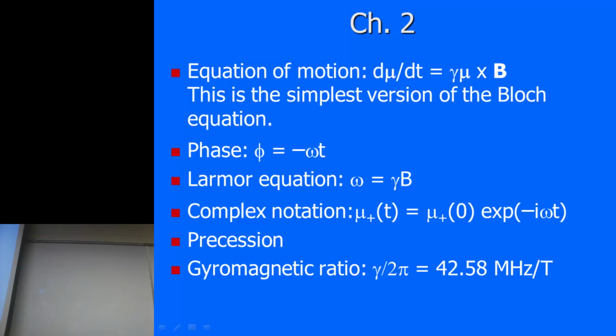We'll see different ways to solve this Bloch equation. Okay, so there's a complex way to solve the problem. And then what's the meaning of the word precession? And then there's also this terminology, gyromagnetic ratio, gamma, or actually gamma bar. We call that gamma bar, which is defined by gamma divided by 2 pi.